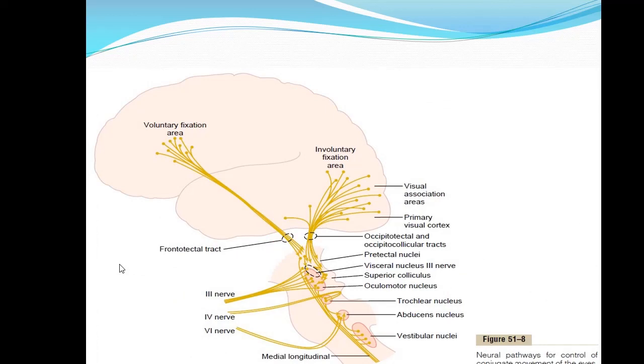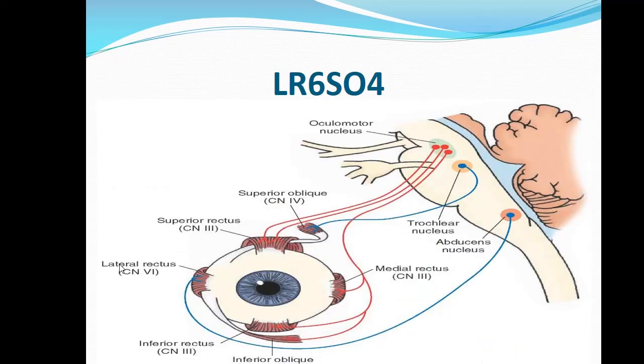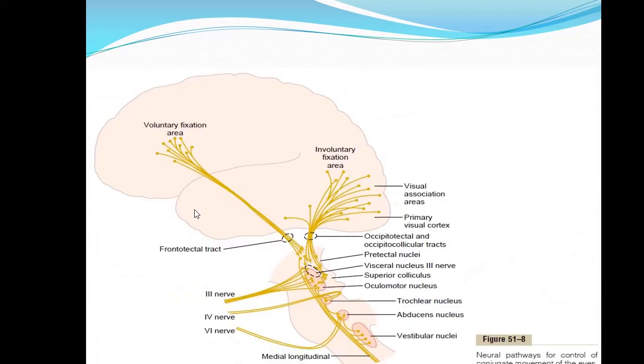extraocular muscles. This is the nuclear control. Nuclear control means the lower motor neurons which innervate the extraocular muscles directly, and these are the nuclei of the third, fourth, and the sixth cranial nerves. And supranuclear control means the higher areas of the brain which are responsible for controlling these movements.